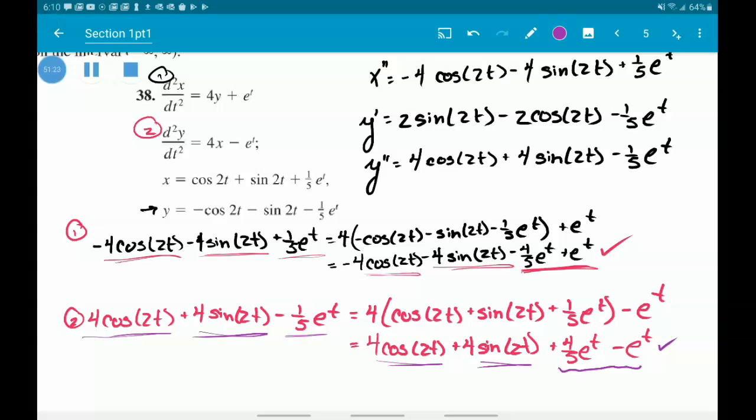So we can verify solutions whether it's an ordinary differential equation or a system of ordinary differential equations. So we're going to do more with some of this in that next section.